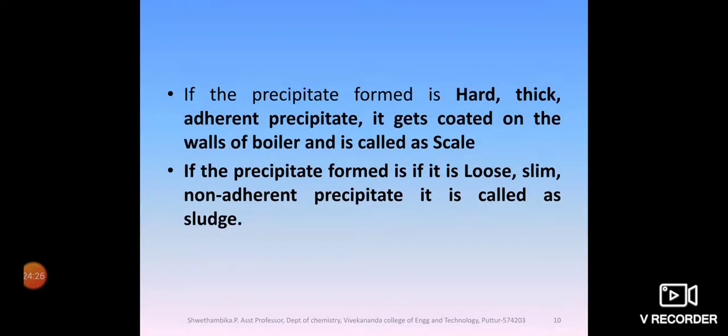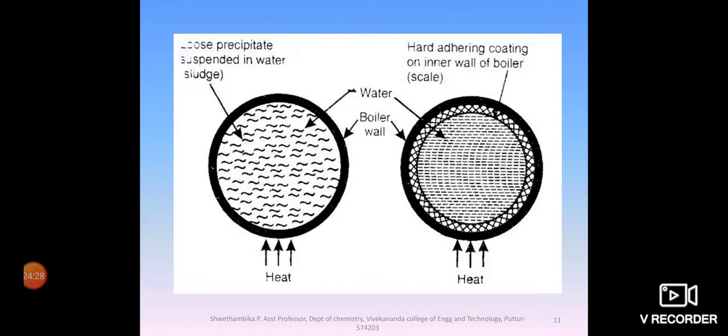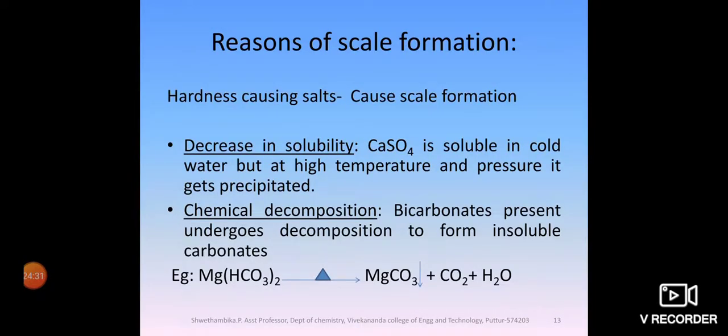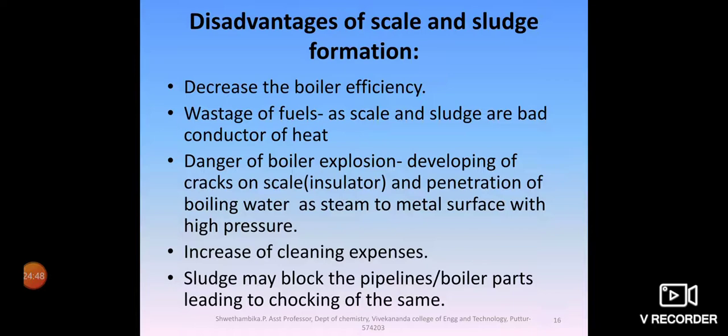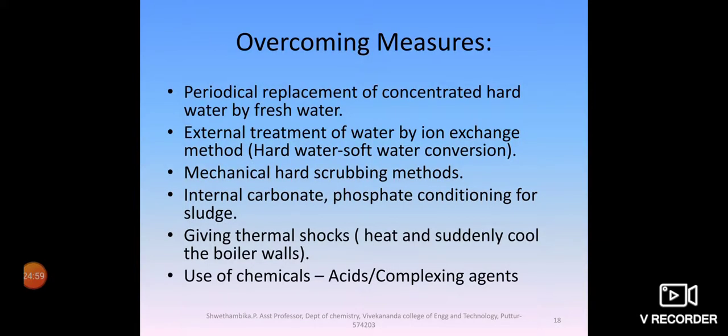And then the two definitions, scale and sludge, must be known, and the reasons for scale formation. All four reasons with the reactions must be studied. Then the difference in sludge, if mentioned, compared with that of scale, and the subsequent reasons if you mention them, that completes the reasons for sludge formation. The disadvantages could be clubbed for both, because scale and sludge pose almost the same kind of problems for the boiler working. And three or four overcoming measures, if you know them, would be better.